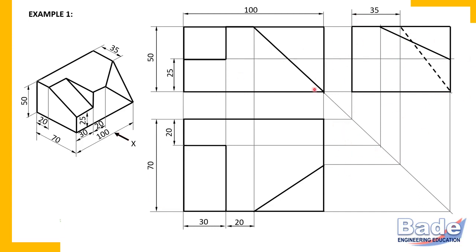Okay, so this is how I have inserted all dimensions. Remember, you must insert dimensions after completing the drawing. And then, since we are using first angle method of projection, use that symbol of first angle method of projection. So this is how we have completed the drawing.